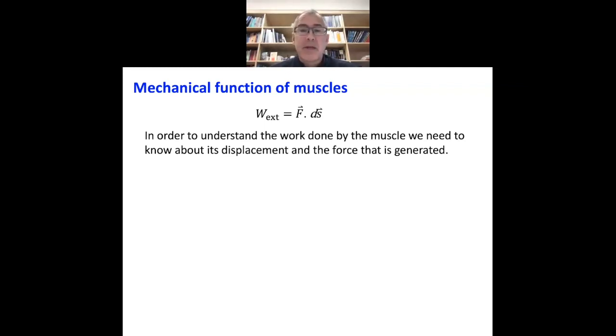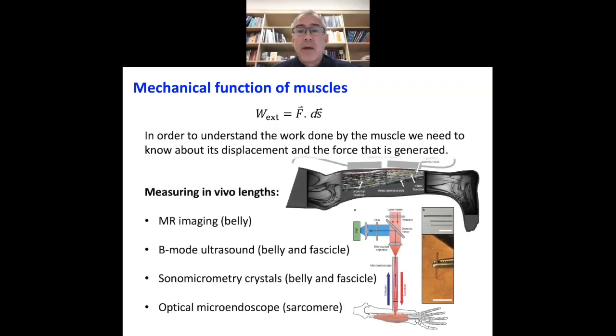Some of these are non-invasive, which is good for humans. Some methods include magnetic resonance imaging, where you can get the 3D muscle shape. You can use B-mode ultrasound, where you can get the muscle belly and you can see the fascicles inside the muscle. In animals, you could implant sonomicrometry crystals, both to get belly dimensions, but also fascicle lengths. And you could even do laser diffraction through hypodermic needles in a device called an optical microendoscope.